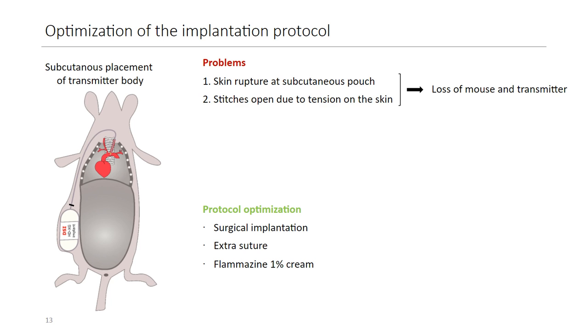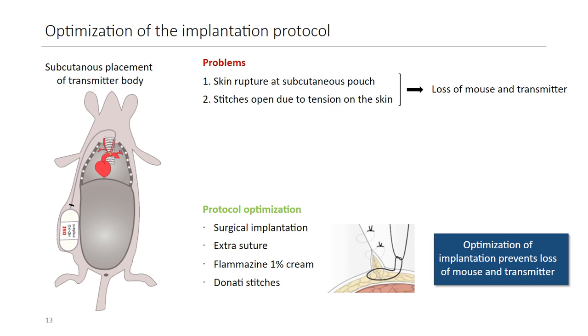Another problem that occurred to us is that the stitches open due to the tension on the skin, because the lead is relatively stiff, and the stitches in the ventral neck region tend to open a bit. Therefore, we solve this using Donati stitches, which can bear a bit more tension. So the optimization of this implantation protocol prevents the loss of the mouse and the transmitters.